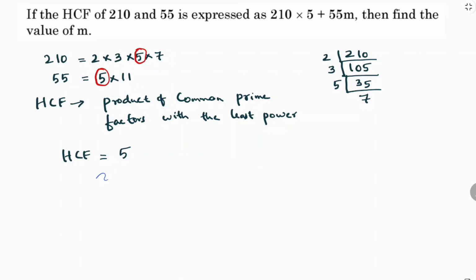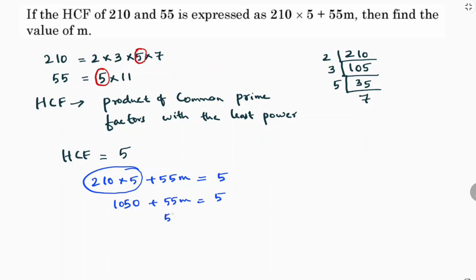So 210 into 5 plus 55m equals 5. First multiply 210 into 5. So 0, 5, 10, 1050 plus 55m equals 5. So now we need to find m. So 55m equals 5 minus 1050. So here you'll get 55m equals minus 1045.